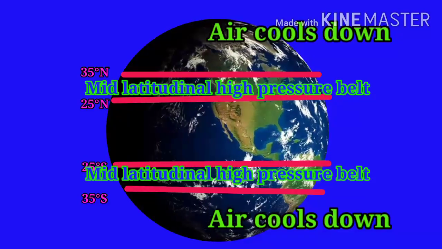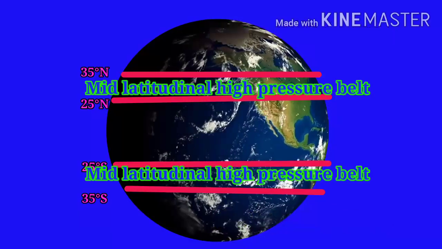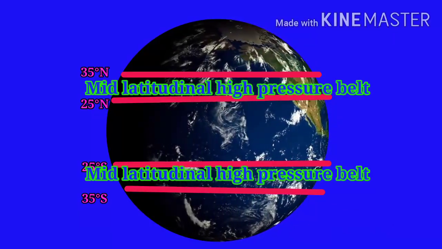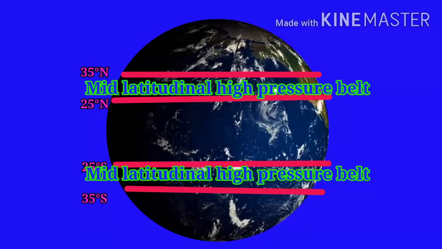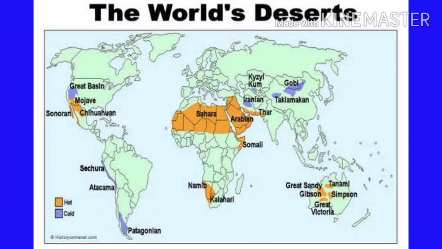In these parallels of latitudes in both the hemispheres, this air is dry, hence the region does not get rainfall. Consequently, most of the hot deserts on the earth are found in these regions.